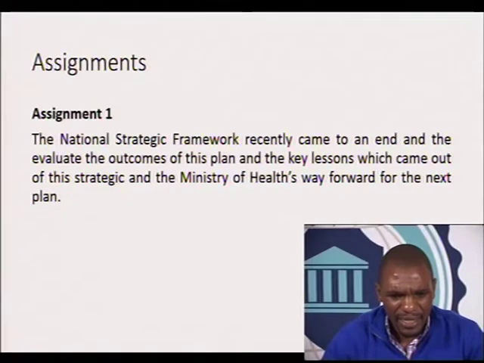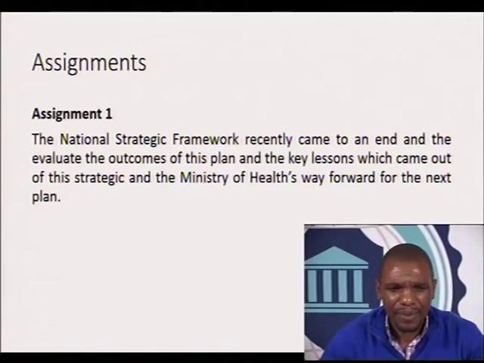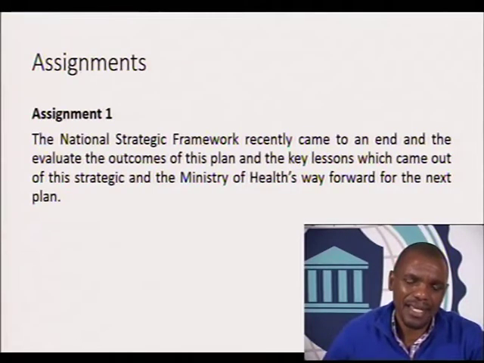Now, let's look at the assignments. Assignment 1: the National Strategic Framework recently came to an end, and you are to evaluate the outcome of this plan, the key lessons which came out of the strategic plan, and the Ministry of Health's way forward for the next plan. So you are first of all supposed to acquaint yourself with the entire National Strategic Framework, and it will also require you to actually go to the Ministry of Health and ask for the evaluative report in order for you to really write up a good assignment at the end of the day.